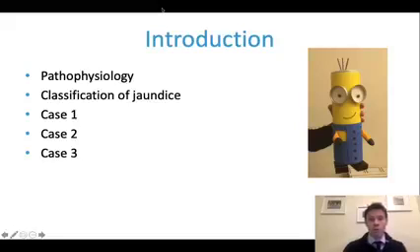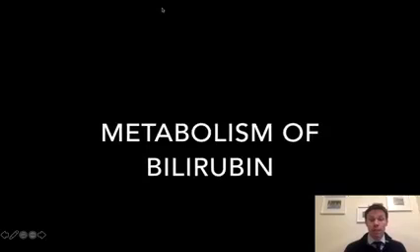This is going to be focused on canine jaundice, and so this is the only non-canine. This is a minion who is likely jaundiced due to excessive consumption of bananas. Anyway, this is the metabolism of bilirubin.